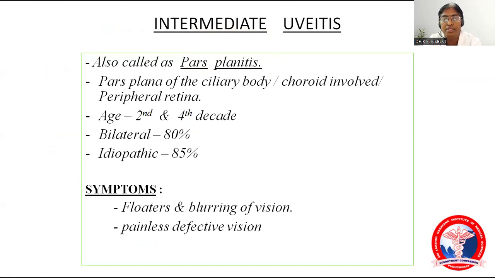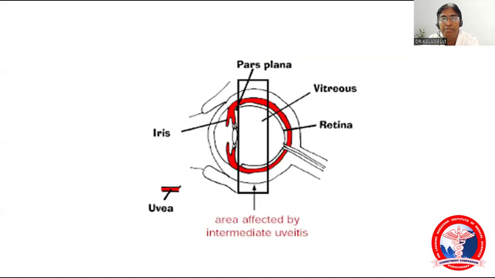The other known causes could be tuberculosis and syphilis. Now coming to the symptoms, these patients present only with painless defective vision. There is no redness, no irritation, and no other symptoms. They present just with defective vision without any pain. Some people present with floaters, dark objects floating in front of the eyes, and sometimes blurring of vision may also be present.